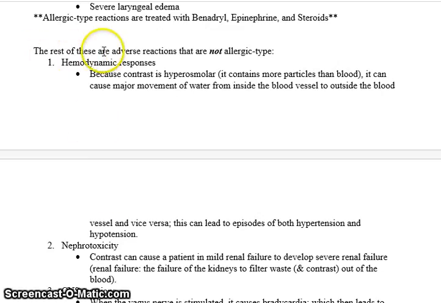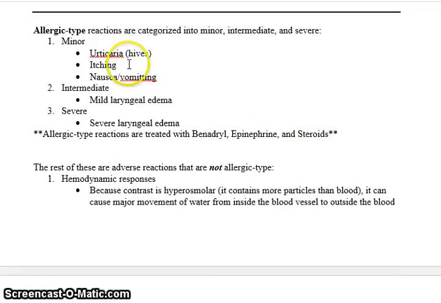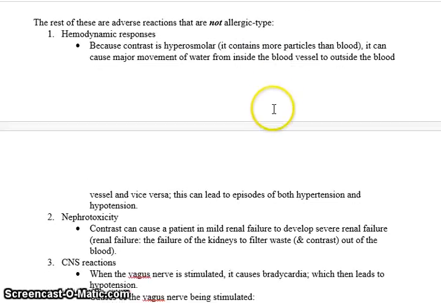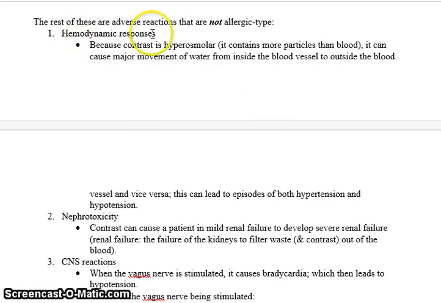The rest of these are adverse reactions, but they are not considered allergic type. Okay, allergic type are the ones that cause hives, itching, nausea, vomiting, laryngeal edema, things like that. But there are other adverse reactions, but they're just not considered allergic type. First is the hemodynamic response.